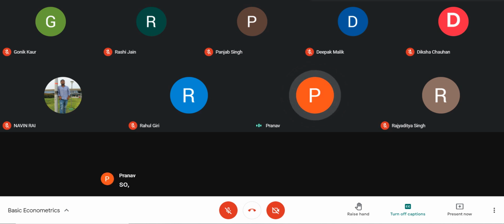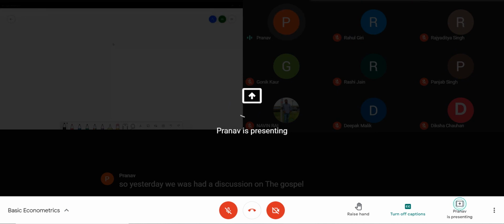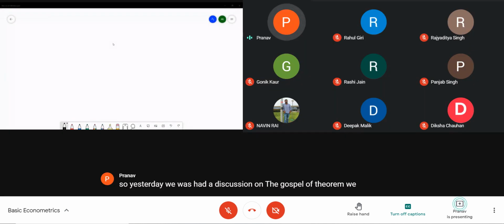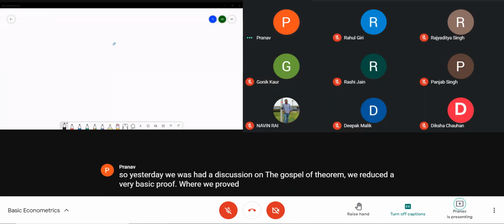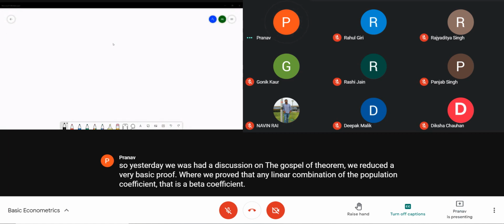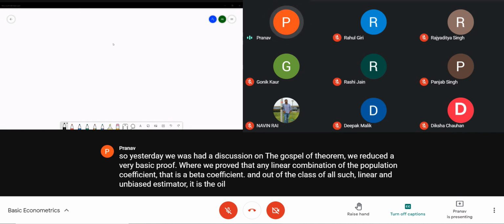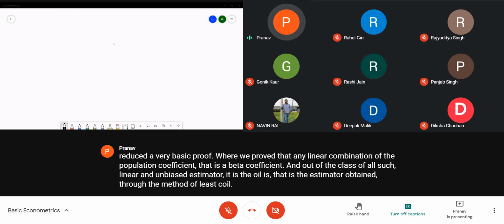So yesterday we had a discussion on the Gauss-Markov theorem. We did a very basic proof where we proved that any linear combination of the population coefficient, that is the beta coefficient, and out of the class of all such linear and unbiased estimators, it is the OLS, that is the estimator obtained through the method of least squares, that gives you the smallest sample variance. That is what the Gauss-Markov theorem is.